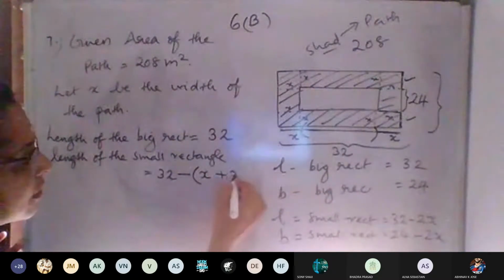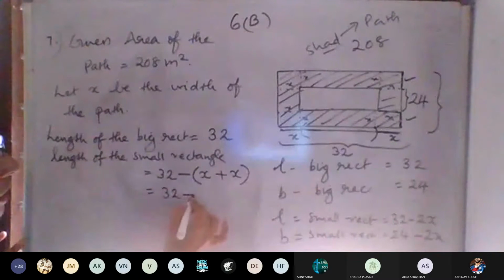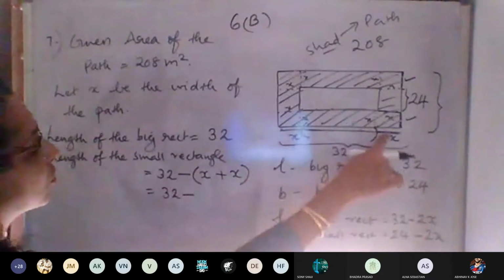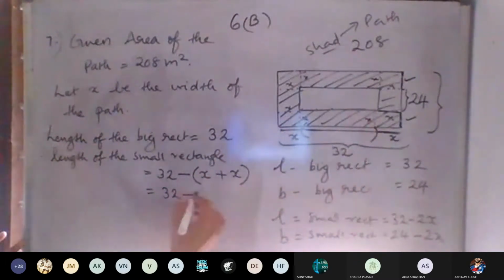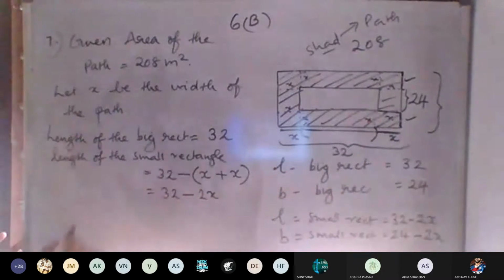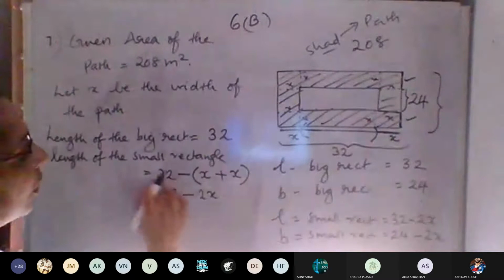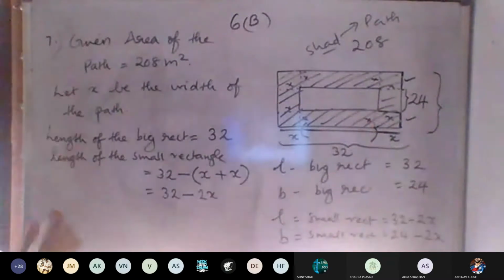Both x we have to subtract. That is 32 minus this side 1x, that side also 1x. So x plus x, total 2x we have to subtract. So length of the small rectangle is equal to 32 minus 2x. Directly if you can write it, no need of writing this step, 32 minus 2x.